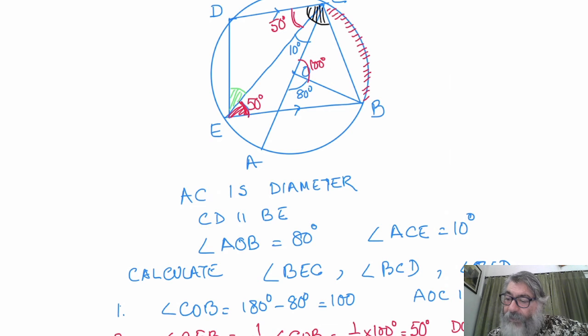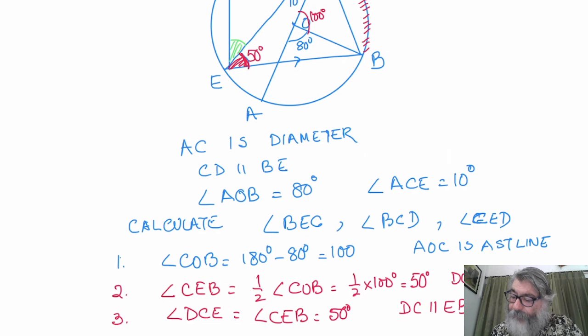Now if I could calculate the remaining portion, I'll take another color. I'll take yellow. If I could calculate this angle, then I know this is 50, this is 10, and I'll add this and I'll get the complete angle. How to calculate angle OCB? Let's see that.